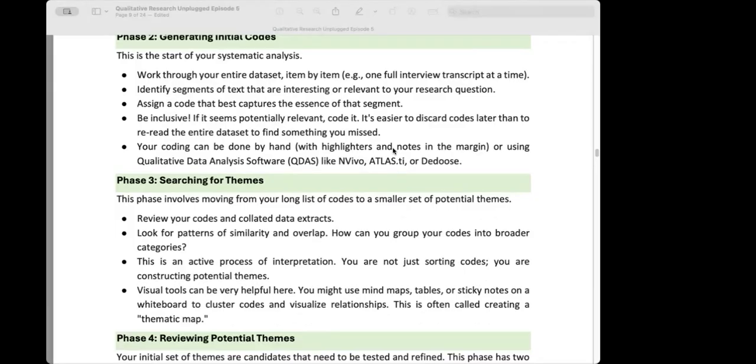Good tip. Code generously at first. Definitely. And you can do this manually, using different colored highlighters and making notes in the margins, which some people still prefer.